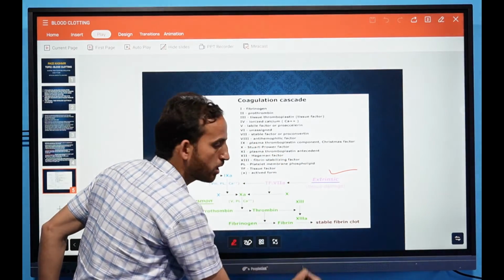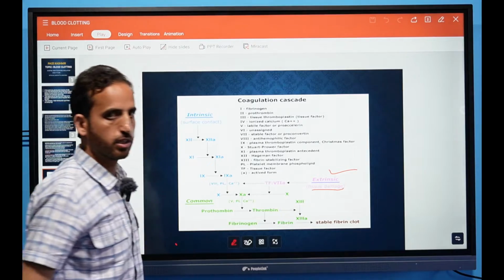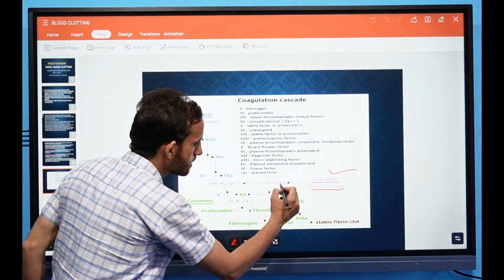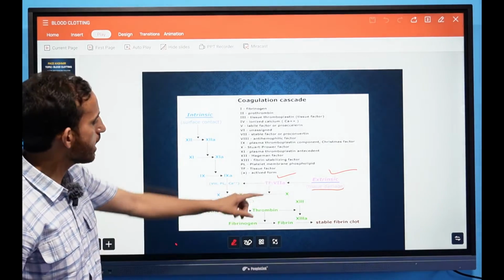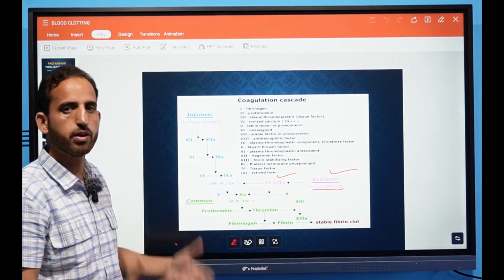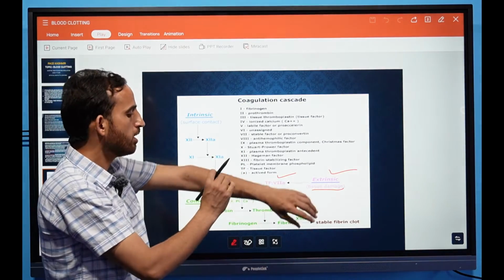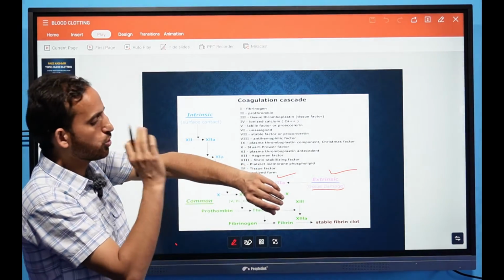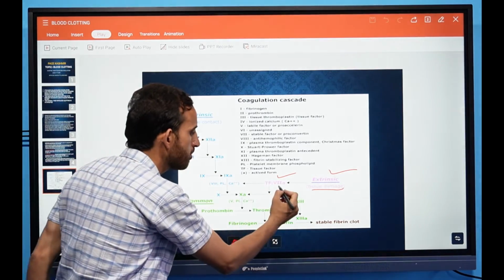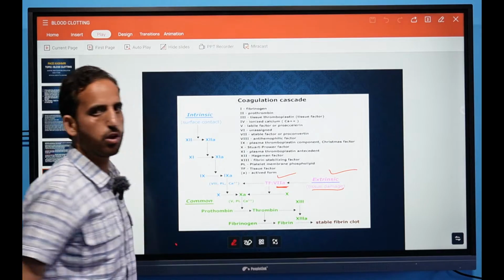During this extrinsic pathway, that means when the tissue has been damaged, the first blood clotting factor that gets activated is the 7th blood clotting factor. So that's why I have written down the 7th. A means activated. It is the activated blood clotting factor. So for example, when an injury occurs here, the first blood clotting factor that will be activated is the 7th blood clotting factor.